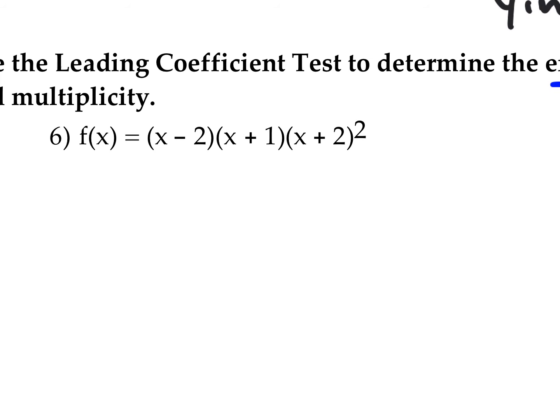So this is already factored for us. But how many x's total do I have here? 4. So this would be like an x to the 4th power graph. Do any of my x's have a negative in front of it? No. So it's a positive x to the 4th power graph. So what would my end behavior be? Up and up.